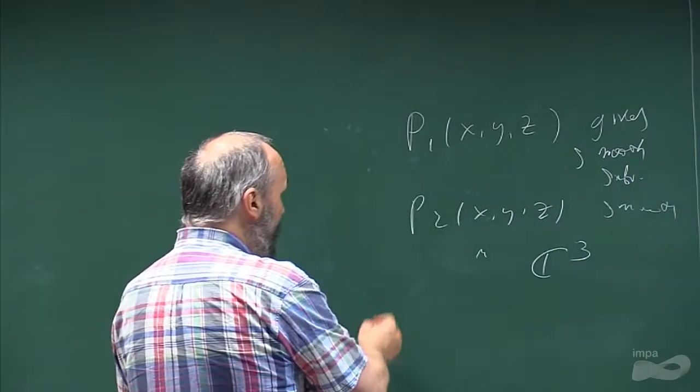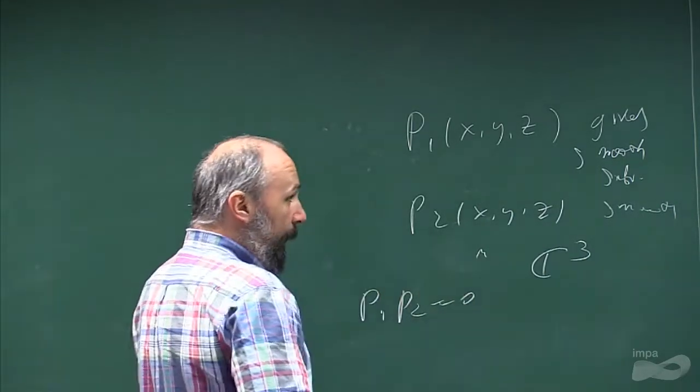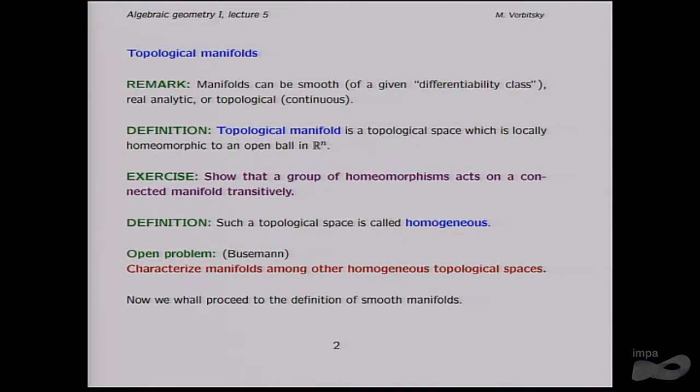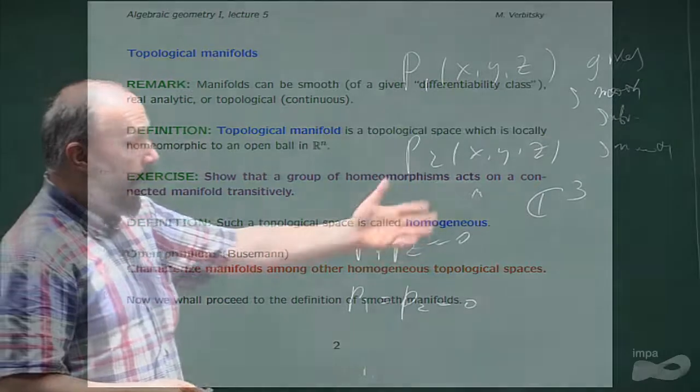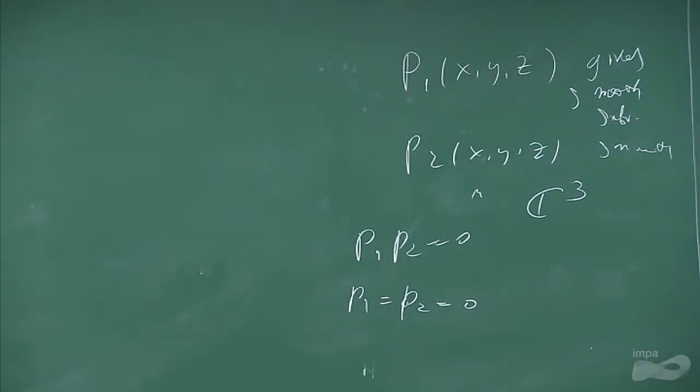Then you can consider P1, P2 equals 0. It will be similar to that example, but the singular set will be equal to P1 equals P2 equals 0, because the points where these two varieties intersect are singular. And this is a curve, which could be again smooth or can have point singularities.